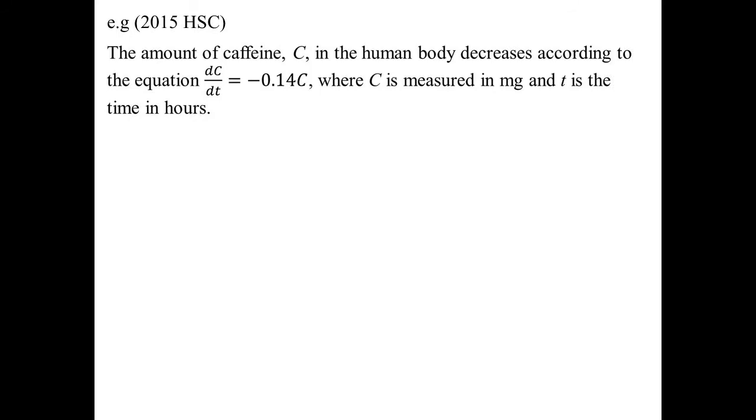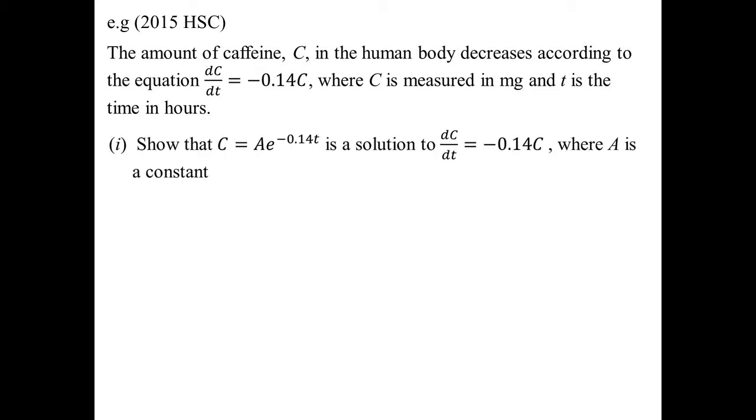So back in 2015, they were interested in looking at the amount of caffeine in the body. And they said, well, look, it obeys this particular model, that the rate of change of caffeine over time is equal to negative 0.14 C. So negative tells me the amount is decreasing over time, and it'll be 0.14 of C, where C is the amount of caffeine, and it's measured in milligrams. Time for our purposes for this one is in hours.